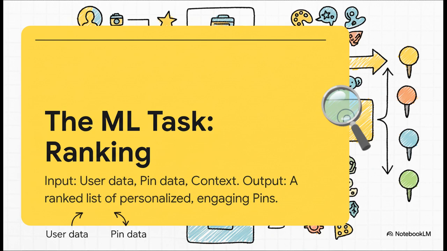And to do this at scale, we're going to lean heavily on a technique called embedding-based retrieval. Think of it as creating a super smart map where similar users and pins are placed close together, making it easy to find great matches instantly.